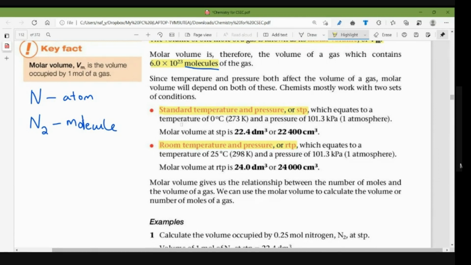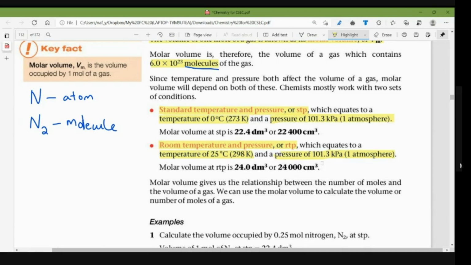the molecule will experience a temperature of 0 degrees Celsius or 273 Kelvin and a pressure of 101.3 kilopascals or 1 atmosphere. With room temperature and pressure, the temperature is 25 degrees Celsius or 298 Kelvin, and the pressure is the same, 1 atmosphere or 101.3 kilopascals.